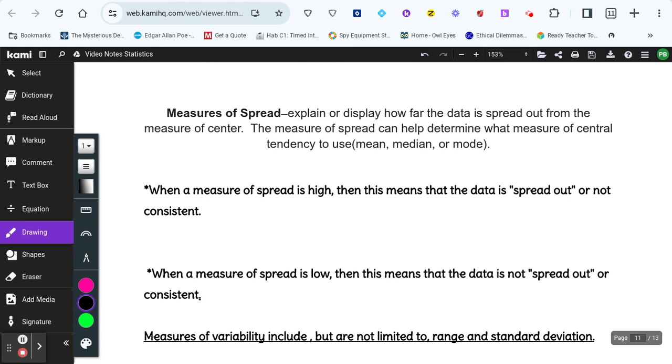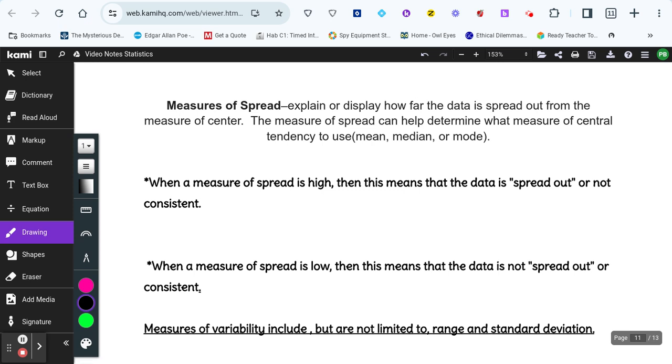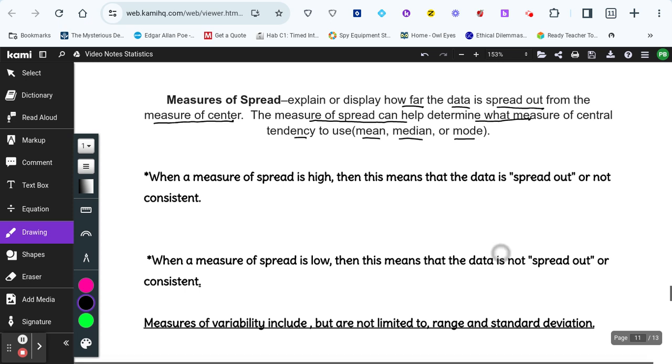So we're going to talk about measures of spread or variation for this last section of the statistics unit. A measure of spread explains or displays how far the data is spread out from the measure of the center. The measure of spread can help determine what measure of central tendency to use: mean, median, or mode.